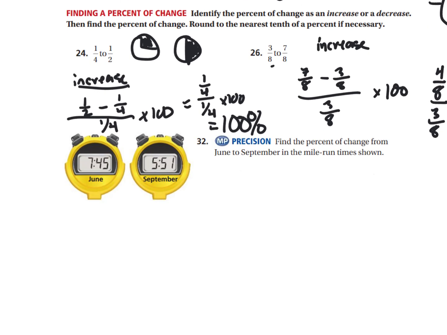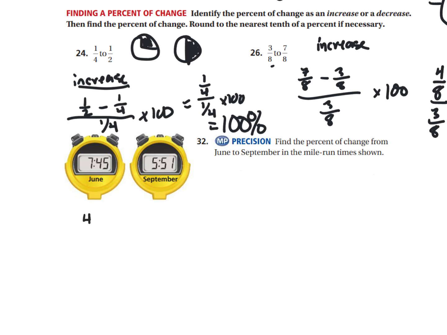For the last problem, it says find the percent of change from June to September in the mile run time shown. So, one thing to note here is that time does not work like percents. Percents always work in hundreds. Our time system only works in 60s. So instead of trying to write this as 7.45, right, 45 seconds is not 45% of a minute. We need to figure out what the decimal equivalent would be.